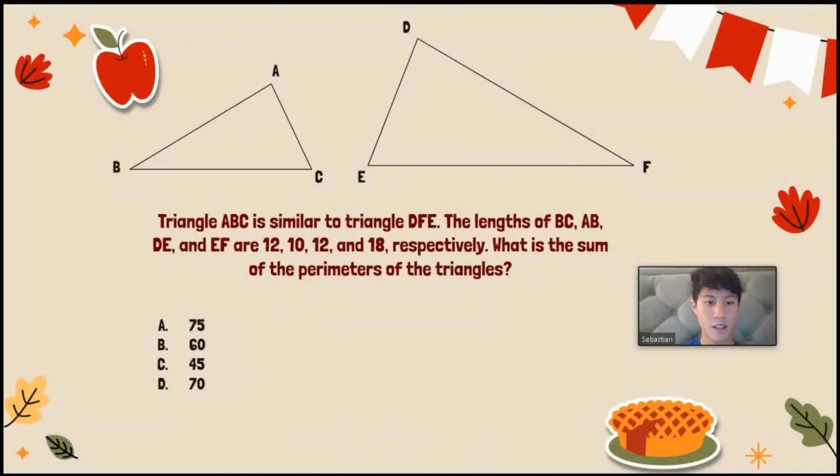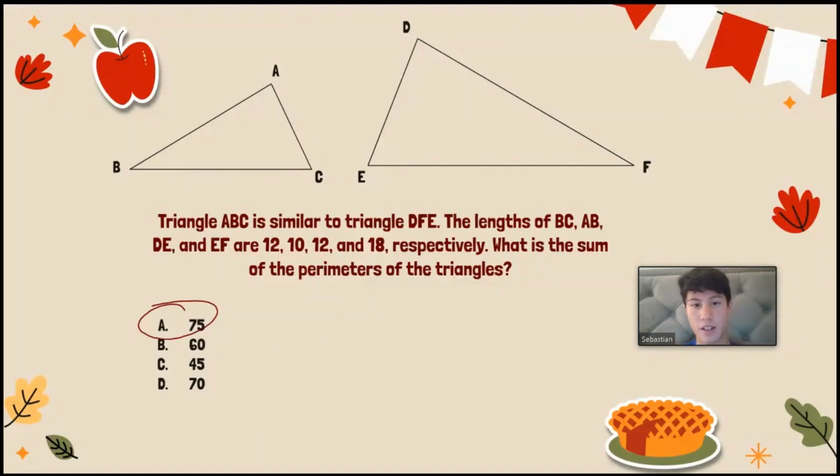Question 1 says triangle ABC is similar to triangle DFE. The lengths of BC, AB, DE, and EF are 12, 10, 12, 18 respectively. What is the sum of the perimeters of the triangles? So the correct answer to this question is answer choice A, 75.